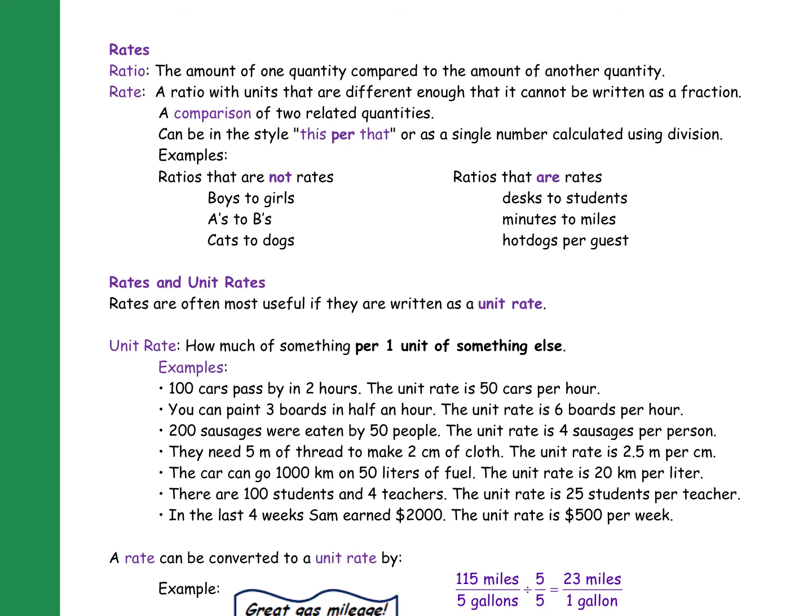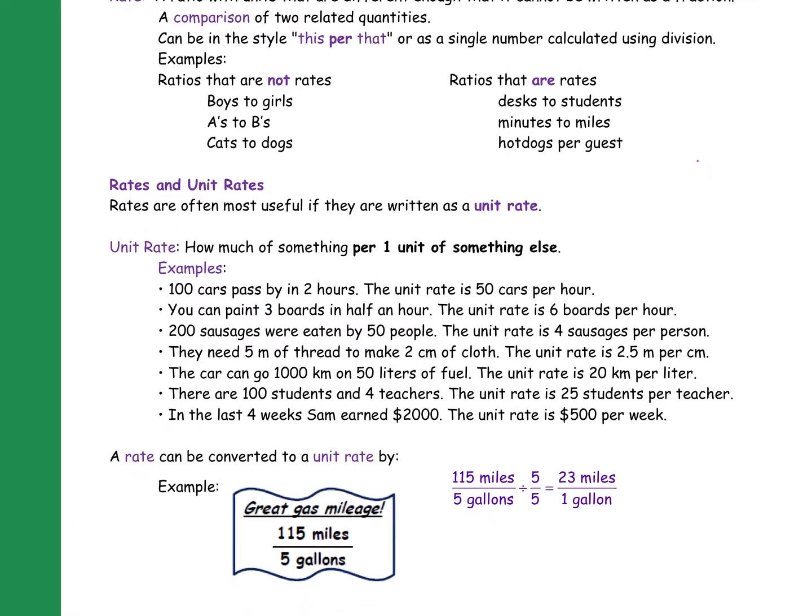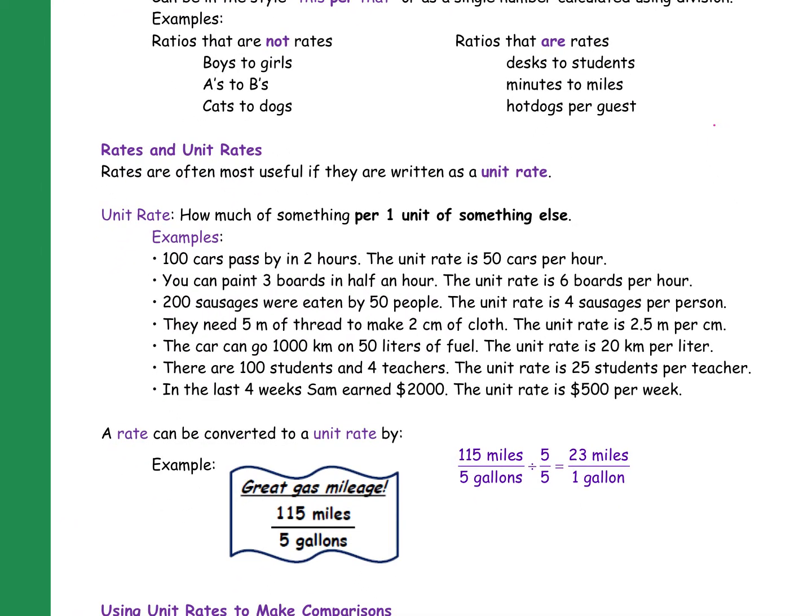Rates and unit rates. Rates are often most useful if they're written as a unit rate. That's kind of what we used when we were doing the balloon thing yesterday. We were trying to find the unit rate, and that helped us find the other things we were looking for. A unit rate is how much of something per 1 unit of something. I have a whole bunch of examples here. 100 cars passed by in 2 hours. The unit rate is 50 cars per hour. How do I find that? I take 100 and divide by 2, the total number divided by the number that I have, and that gives me the unit rate.